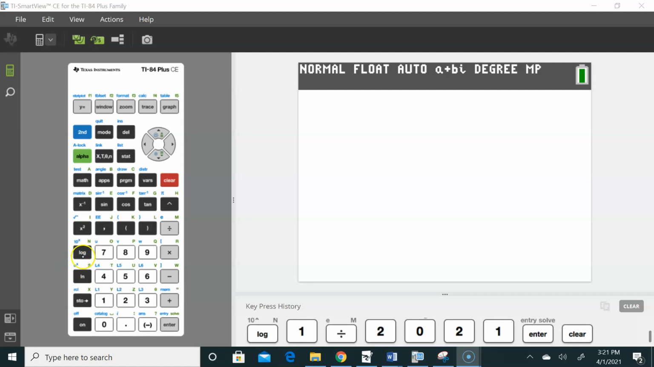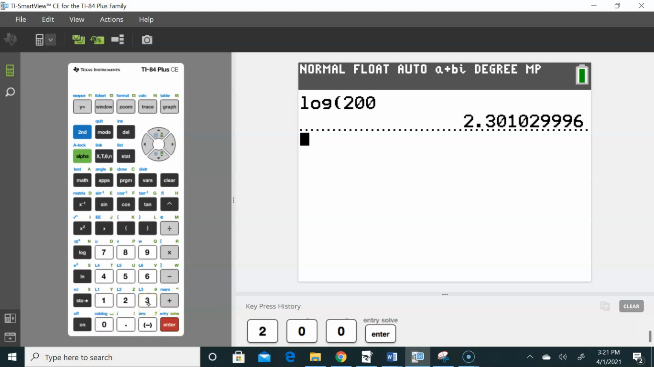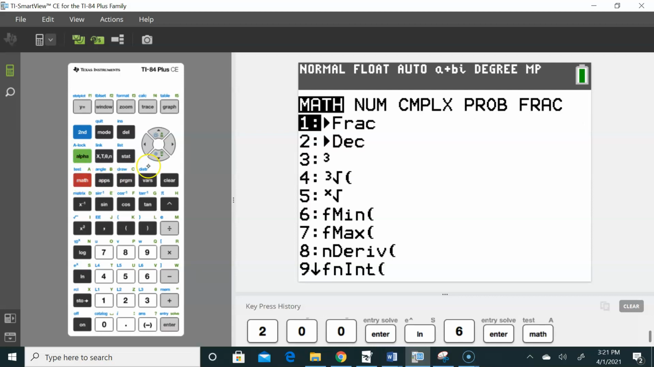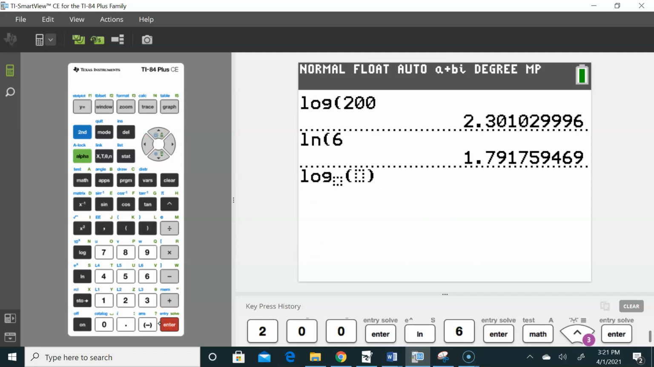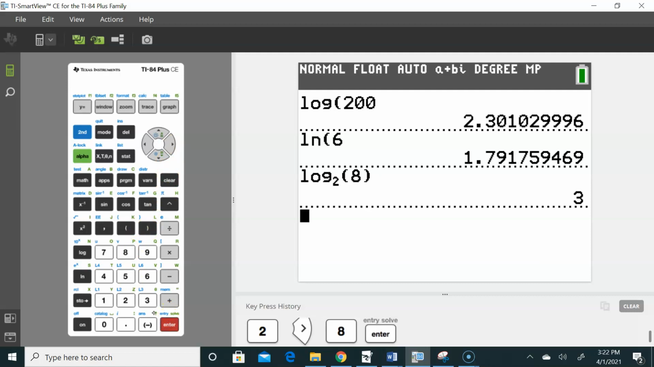Okay, on the left-hand side here, you have the log key. Here's the log key, and we could just take the log of any number. Let's say 200. Remember I told you it's 2.301. I could do ln of anything, and there you go. But if you want to use a special key, you hit the math, you move it over to A. I'm going to scroll up to get to that A. It's a lot quicker. You have that log base. You can put in the base. So our example was log base 2 of 8 is equal to 3. And it is.